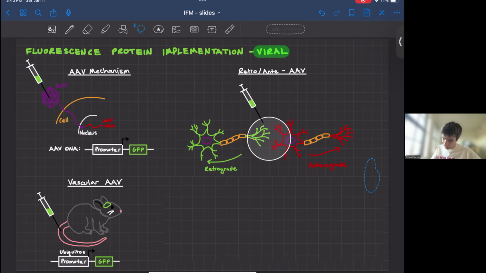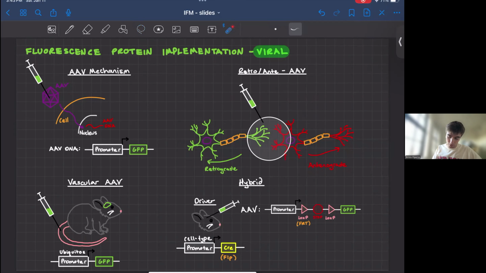Finally, we can combine the two strategies, the transgenic lines and the viral strategy, in a hybrid case to increase the advantages of both. That is, we could maintain the cell type specificity with the driver line by having a cell type promoter activate a Cre, but also maintain the rapid prototyping of the AAV by tying the AAV to a GFP with a stop sequence that can be cut by the Cre recombinase or flip recombinase.